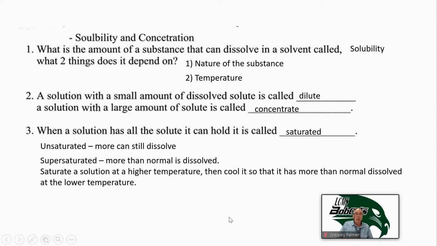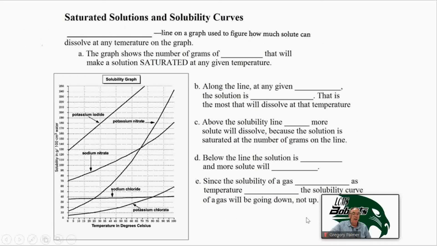Supersaturated is when more than normal is dissolved. A saturated solution at a higher temperature is cooled, and when it gets to a lower temperature, it has more than normal. Sometimes it helps to take a look at how this all comes out on the graph.